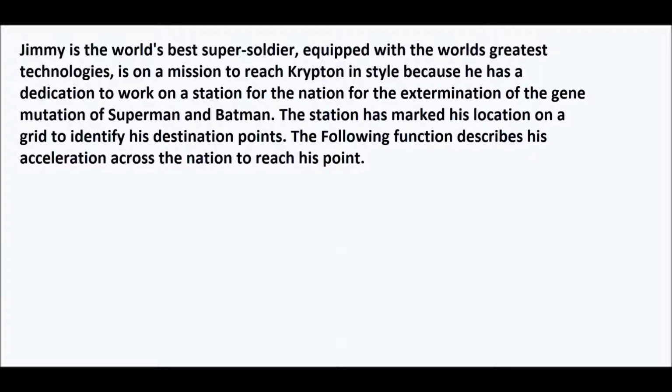Jimmy is the world's best super soldier, equipped with the world's greatest technologies. He is on a mission to reach Krypton and Sile because he has a dedication to work on a station for the nation for the extermination of the gene mutation of Superman and Batman. The station has marked his location on a grid to identify his destination points. The following function describes his acceleration across the nation to reach his points.